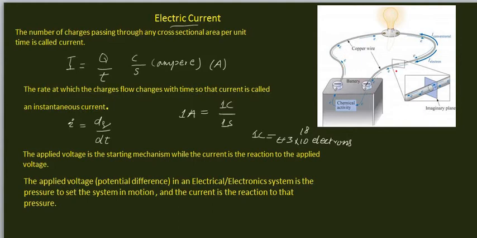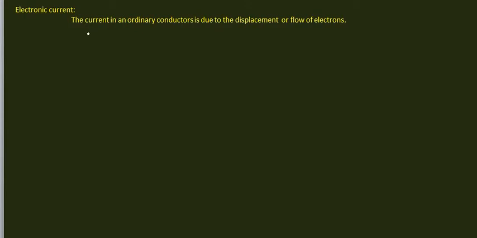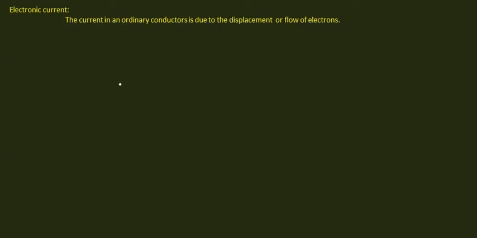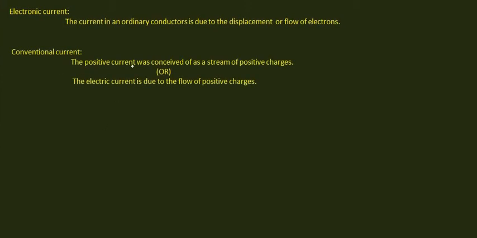This conventional current was conceived during the discovery of electricity. So let's define electronic and conventional current. What is electronic current? The current in an ordinary conductor is due to the displacement or flow of electrons, which is true. And we define the conventional current as the current conceived of as a stream of positive charges. Or we can simply say that the electric current is due to the flow of positive charge. This conventional current was conceived during the discovery of electricity.